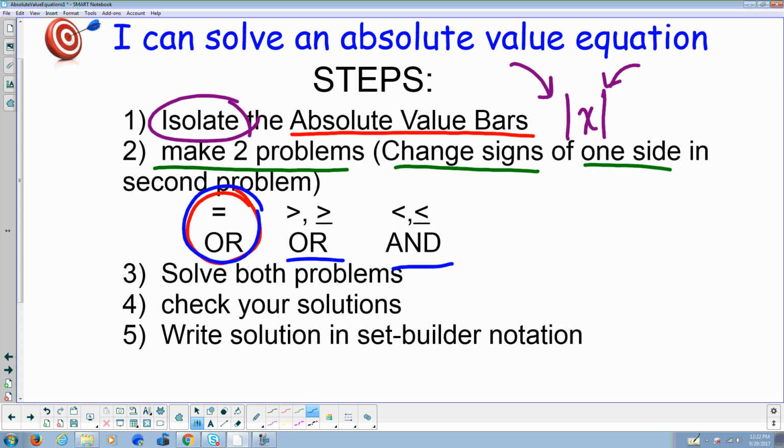Okay, step 3, we're just going to go ahead and solve both problems. Step 4, we have to check solutions. Sometimes I know in algebra you don't really want to check your answer after you get the answer, but you're going to have to check your answer here, and we'll talk about the reason when we get to it. And then last, we're going to write our answer in some sort of special notation. Sometimes we'll graph them, but for today, we're going to put our answers in set builder notation.